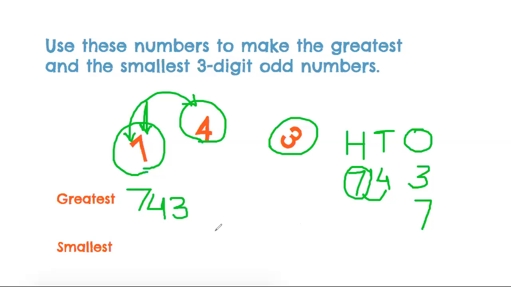How can we get the smallest possible odd number from these 3 digits? Let's see. We would need the smallest possible digit from these 3, which is number 3. 3 would come in the hundreds place. Then in order to have an odd number, we need to have an odd digit in the ones place. So 7 would come in the ones place, and the only number left is 4. So 4 would come here. This is how we are going to make up odd numbers from given digits.